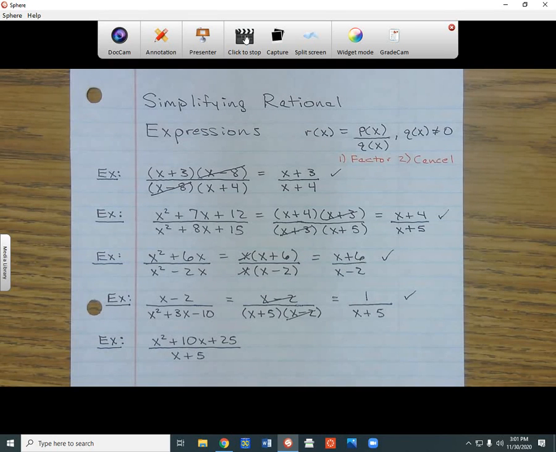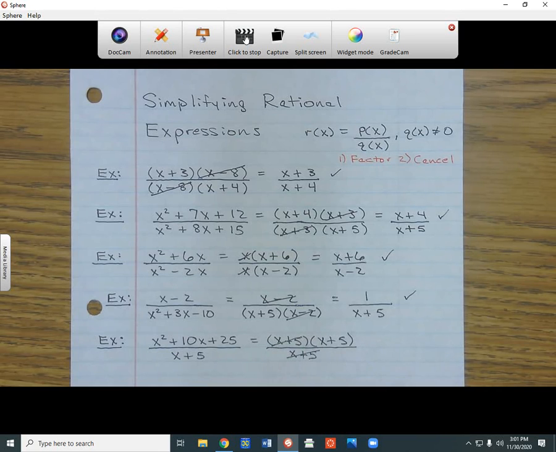It obviously can't be factored, but the top can. I would need to find two numbers that multiply to 25, but at the same time add up to 10. So I need two positive 5s, right? So I can write this as x plus 5 and x plus 5. What do I have left at the bottom? Just the x plus 5. That hasn't changed. And I can pretty much cancel out this x plus 5 and whichever one at the top that I want. I'll choose the one on the left.